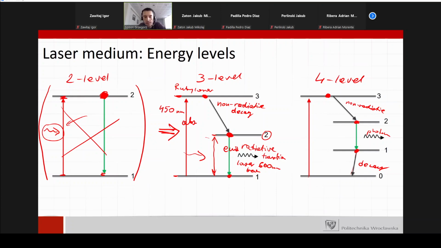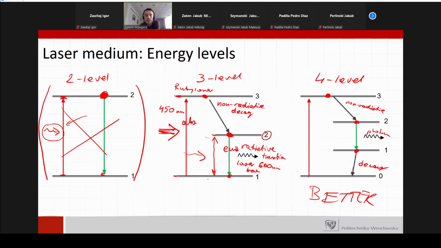Maybe someone has an idea. 3 level is more energy for the photons? Yeah, so 3 level, it's not the correct answer. So the 4 level system is better. It's much better. Why?